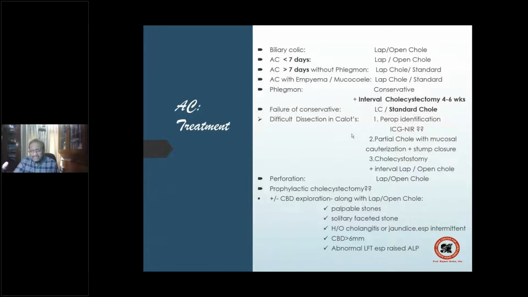The third option, we already said, a cholecystostomy with a later on interval lap or open cholecystectomy, right? If it is a perforation, cholecystitis perforation, a cholecystectomy. When should you do a prophylactic cholecystectomy? We'll talk about that later. Plus minus CBD exploration. When should you do a CBD exploration with lap or open cholecystectomy? Again, that question usually does not arise in an acute status. So we'll skip this point at this point of time. When you talk about acute cholecystitis, a CBD exploration usually should never be done. If at all you want to intervene in the bile duct, it should be an endoscopic intervention.